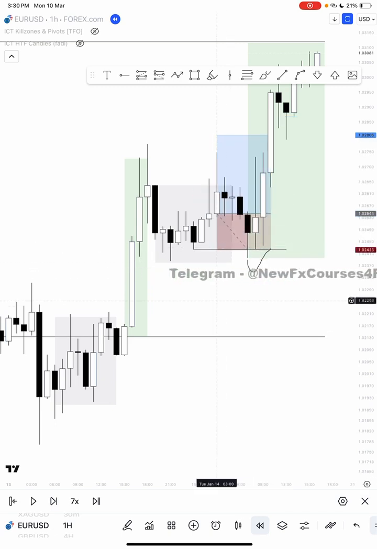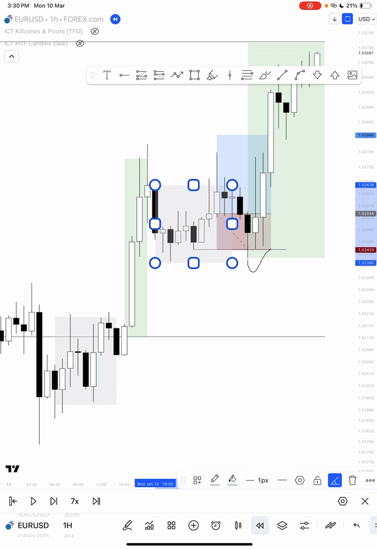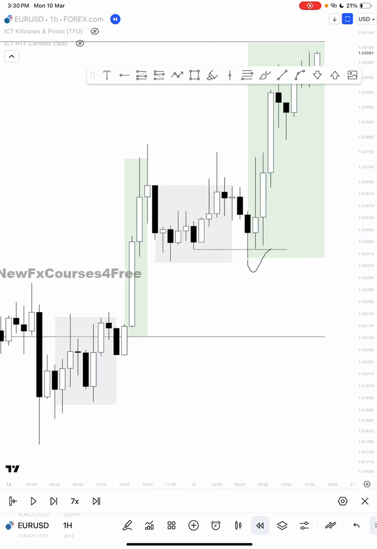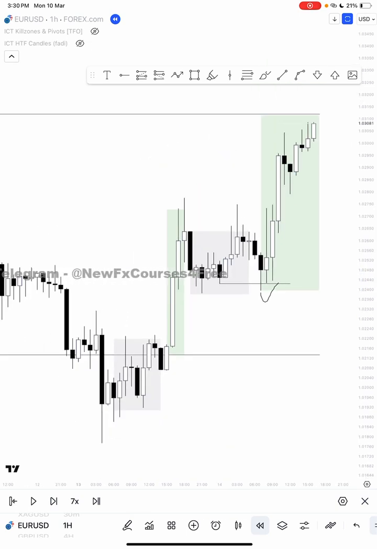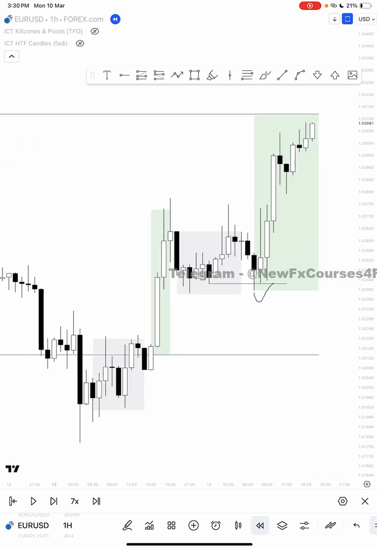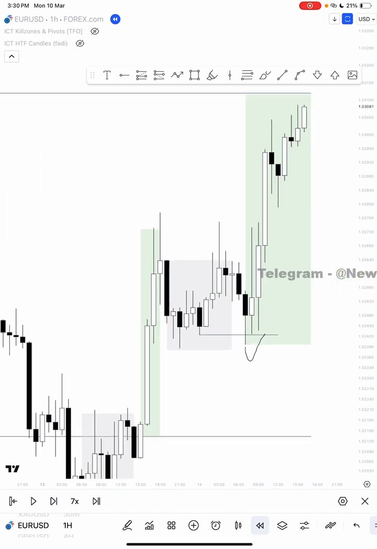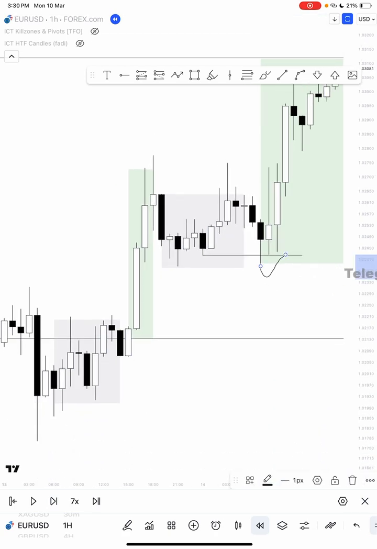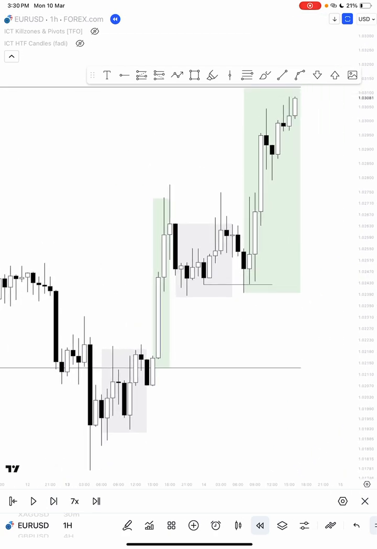The next day, what happens? Tuesday, dump below this low, wicking you out. So don't enter at once. Wait for a dump below an old low before you start looking for your buys. So that's for this price action.